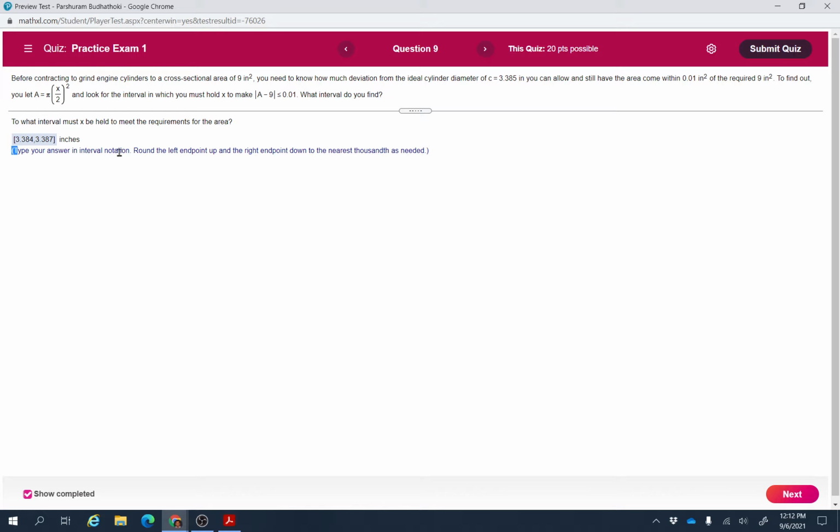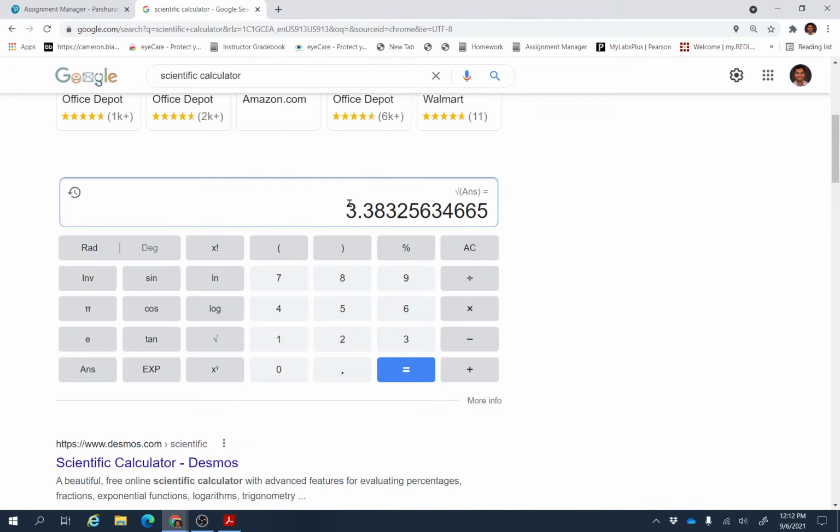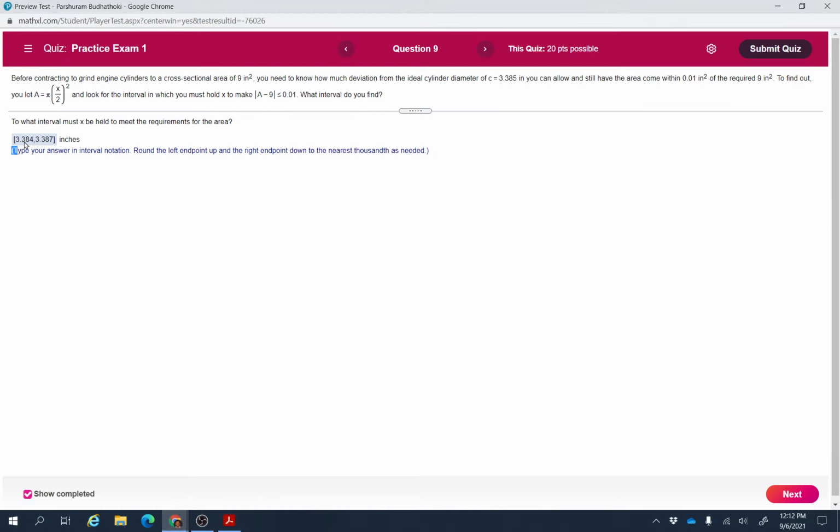But read the instruction here. Type your answer in the interval notation. Round the left endpoint up. So here, as you can see, the answer should be 3.383, but we're rounding the endpoint up, so it's 3.384. That's the reason the answer here is 3.384. And when you round the right endpoint, we go one step down. We're trying to take the nearest thousandth, so that's the reason there are 3 digits after the decimal.